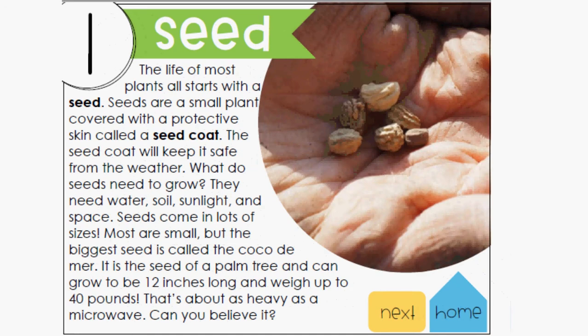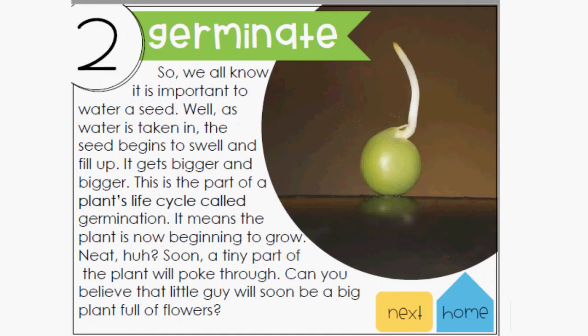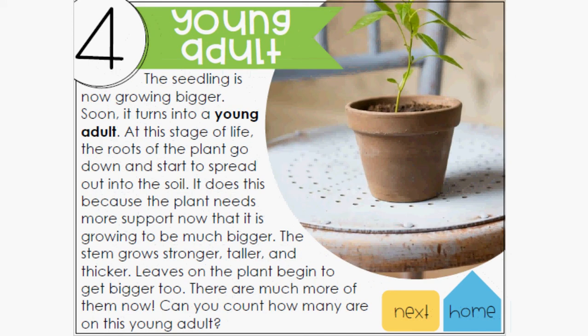So we go from a seed, it germinates into a seedling, and finally, once that stem starts growing up and the plant is getting bigger, we say this is a young adult. At this stage, the roots are starting to grow down more. They're starting to spread, get all those nutrients from the soil. The stem is growing taller and thicker and growing up toward the sun. We also see leaves begin to grow more, and the leaves are beginning to get bigger.